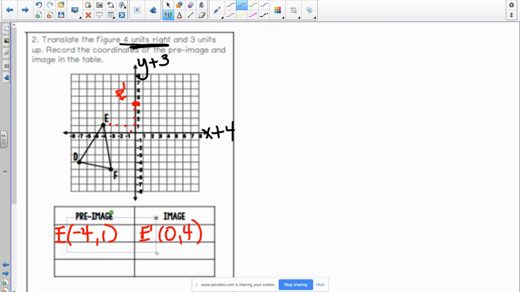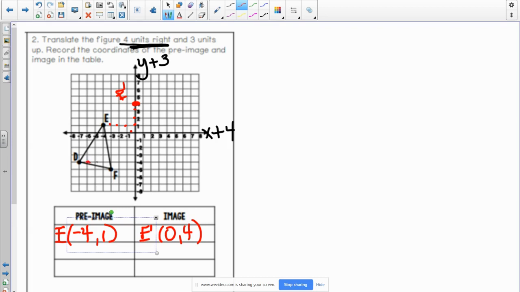Now, if you get tired of physically counting, you can just think about it. If you're at -4 and you know you have to add 4 because you're going to the right, well, -4 plus 4 goes to 0. So now you're here. And then if you have to add 3, if you're at 1 and you add 3, that goes up to 4. So once you get going, you could use the algebra strategy of just adding the numbers instead of physically moving each point. I'll keep just moving them.